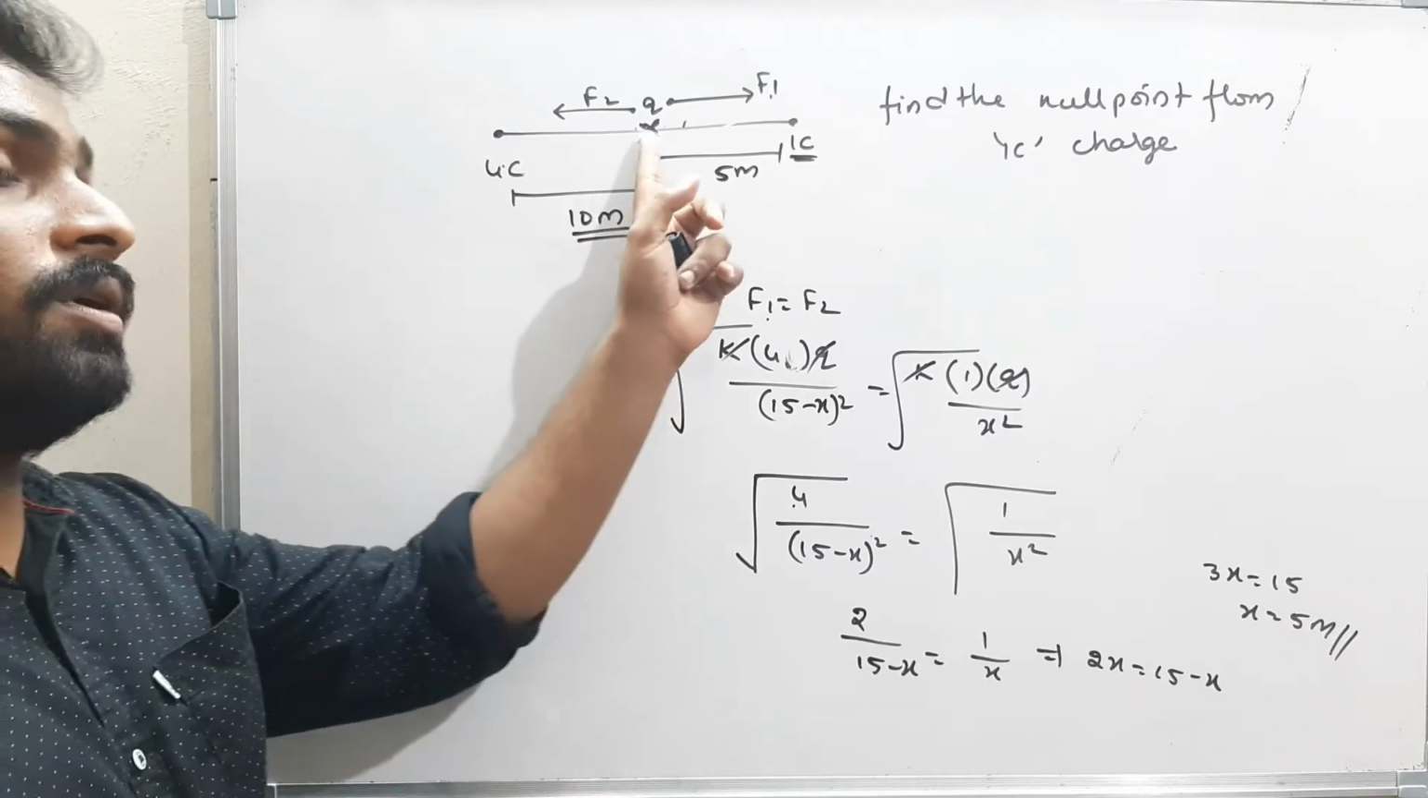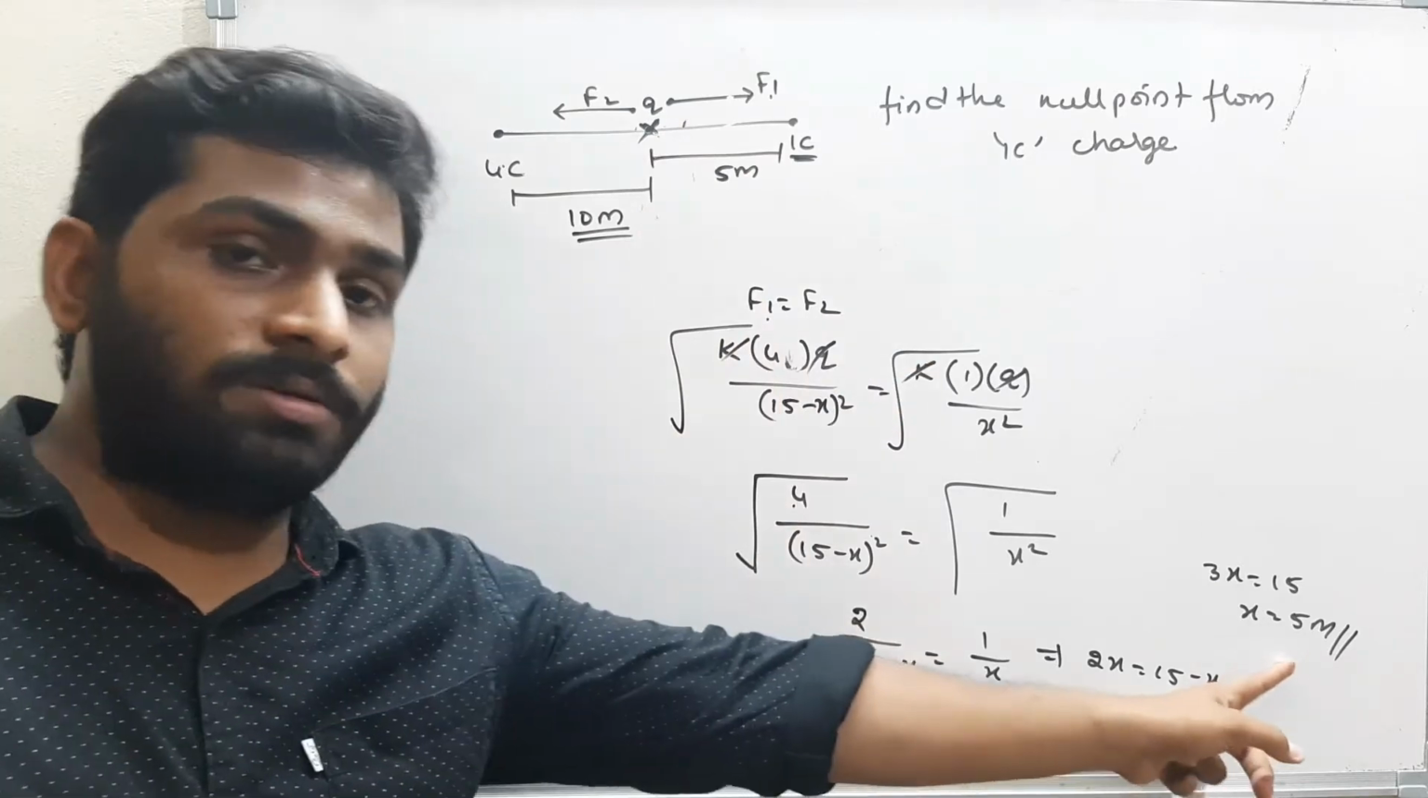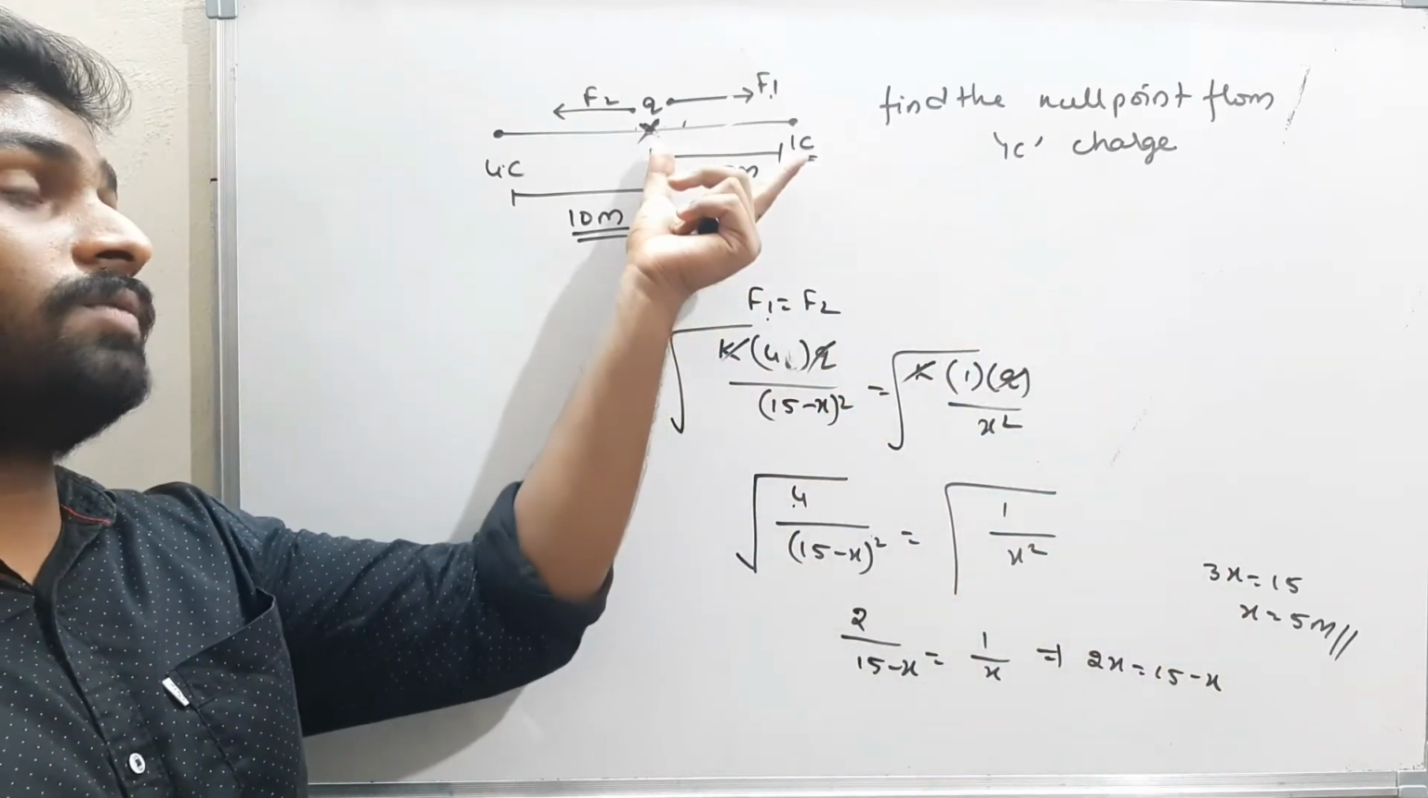Simply, the null point is the point where the force is 0. F1 is equal to F2. Equate them and find the x value. X we get as 5 meters. That means from the 1 coulomb charge the null point is at a distance of 5 meters.